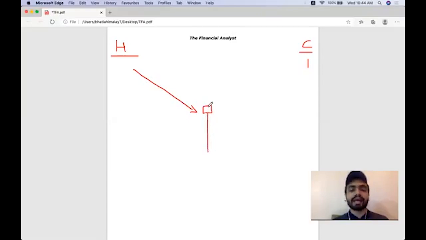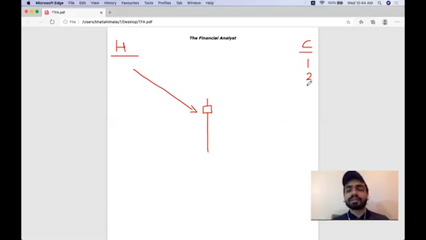Even if it has an upper shadow, it will be negligible or very small. Now, there is an additional criterion here: the lower shadow should be at least twice the length of the body. So the length of the lower shadow should be at least twice the length of the body.